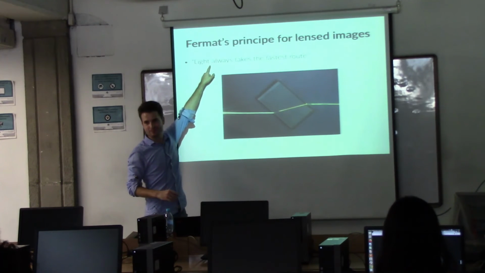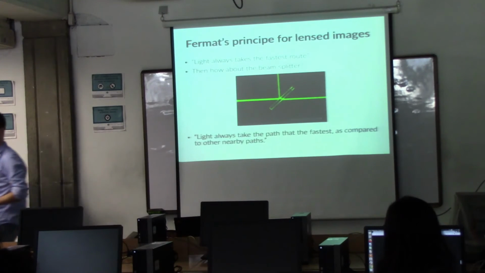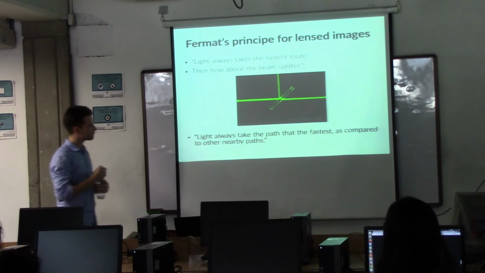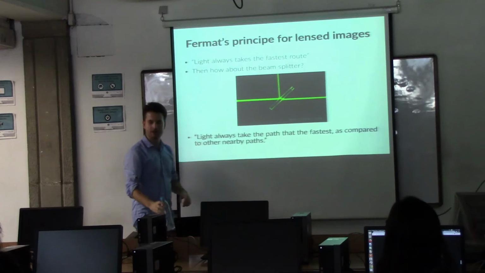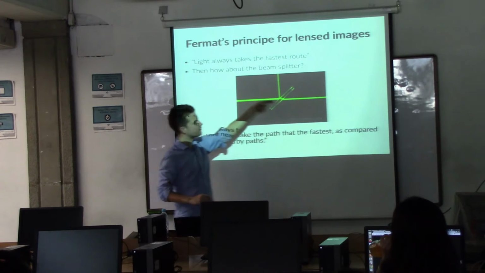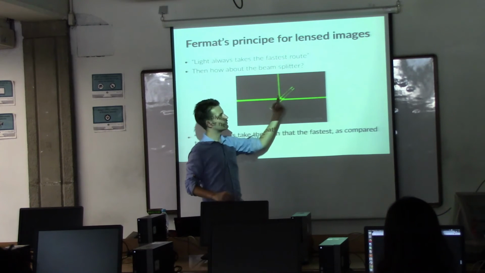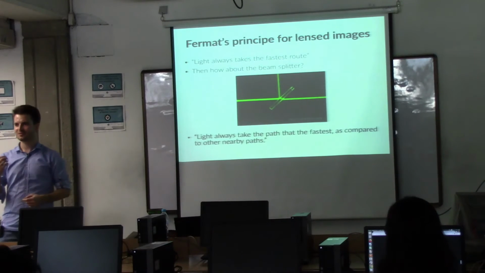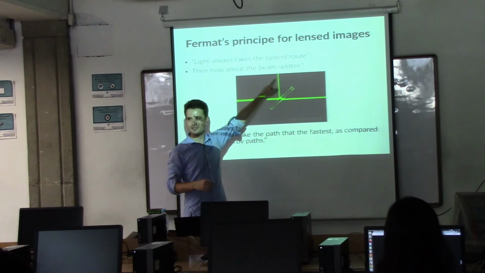Except that's not correct. Because then how would you explain this? So this is a beam splitter. Maybe you know it from optics. It is a partial reflection. Even when you have non-polarized light, some part of the light goes straight, some part of the light gets reflected. But if the light was always choosing the fastest path, it would choose one of them, right?